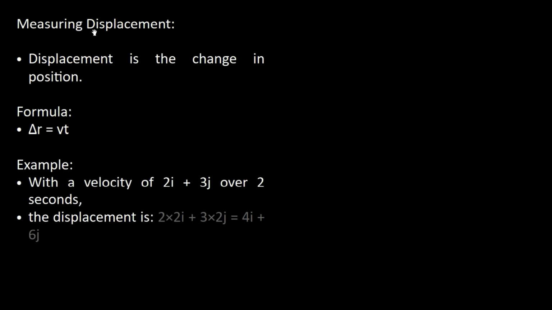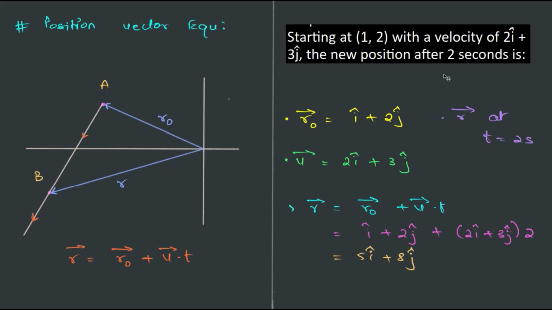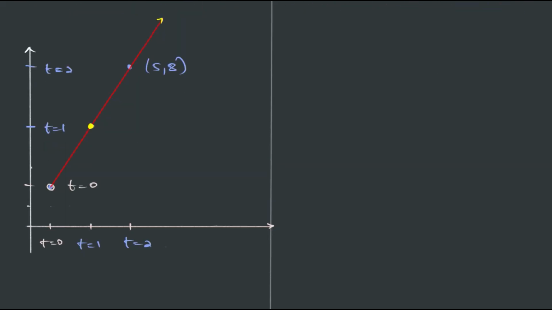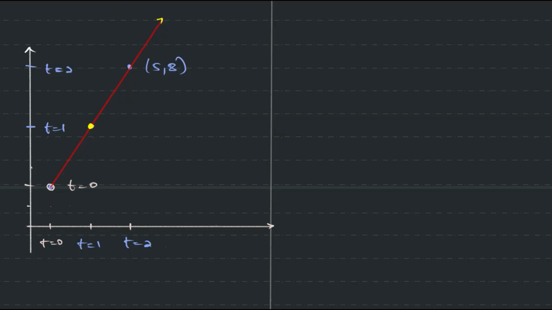Right? Oh yeah, there is some more, sorry. Measuring displacement. Displacement is nothing but change in position vector. So RF minus RI. So how is RF given? R naught plus VT. All these are vectors, by the way.